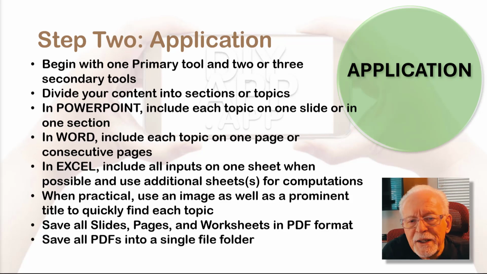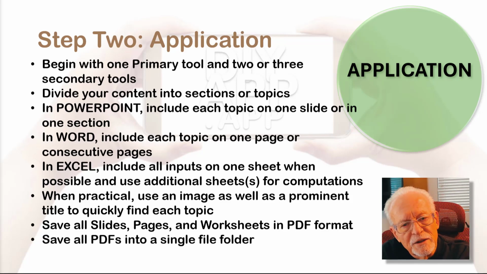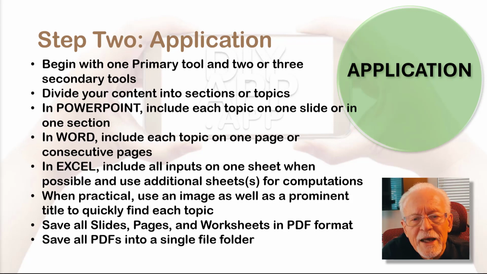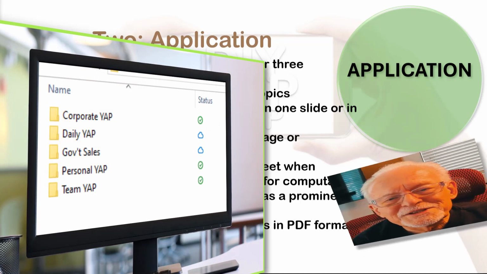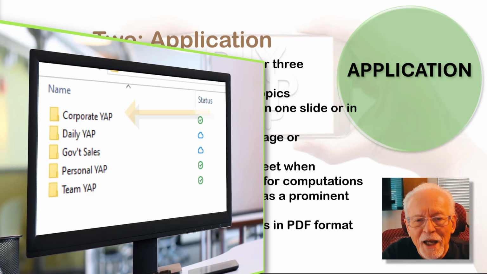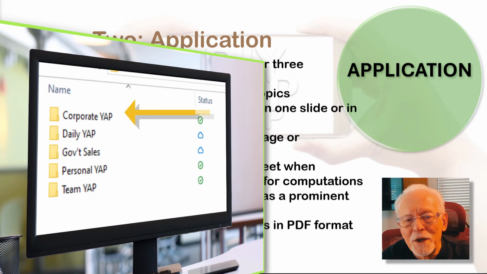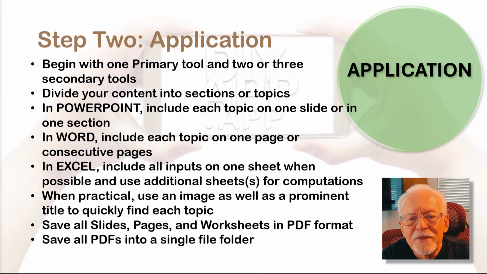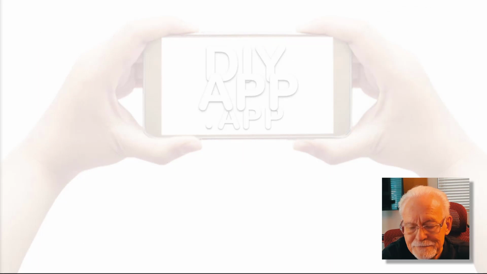Then take all of those PDFs and put them into a single folder. The folder name is the folder of that particular YAPP. This is my daily YAPP. This is my app for selling to government. This is my team YAPP. This is my corporate YAPP. You put all those files in one folder, and that way everything that's related to that particular topic will be where you can find it and share it quickly.